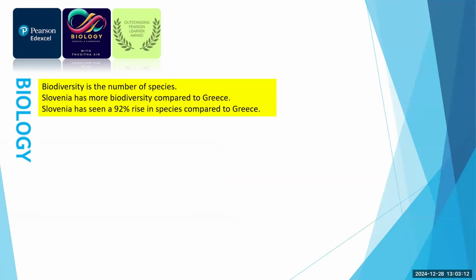So I write: biodiversity is the number of species. Slovenia has more biodiversity compared to Greece. Slovenia has seen a 92% rise in species compared to Greece. As you always know, when I show in yellow, this should be the model answer for this kind of question.